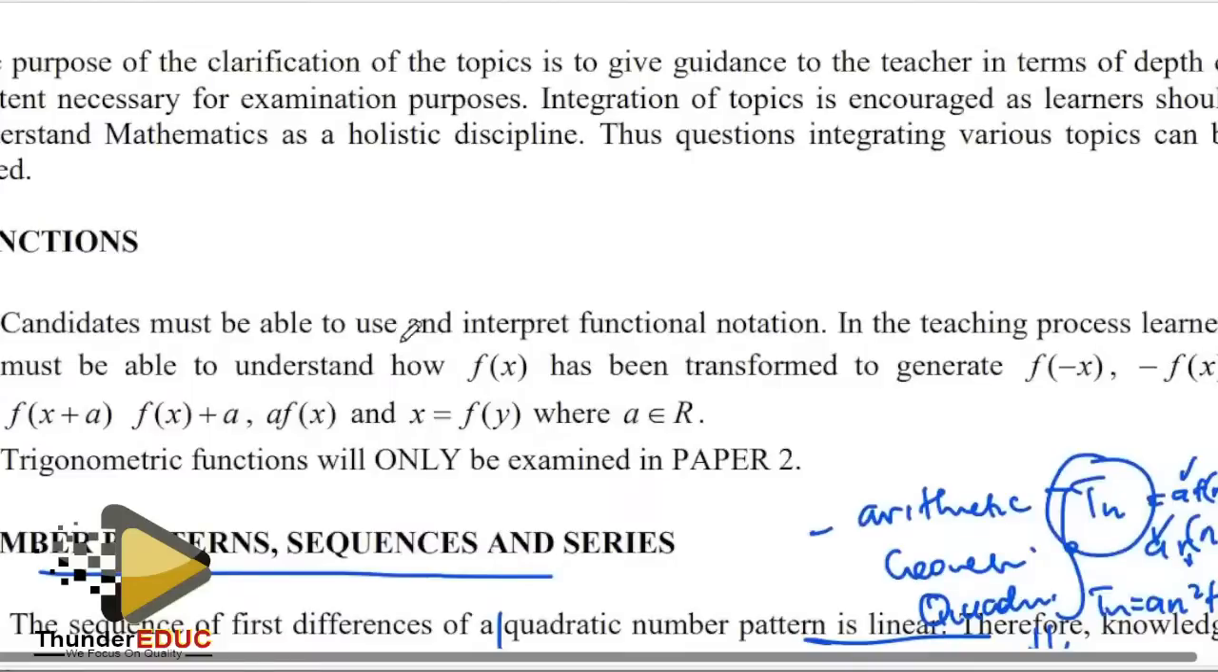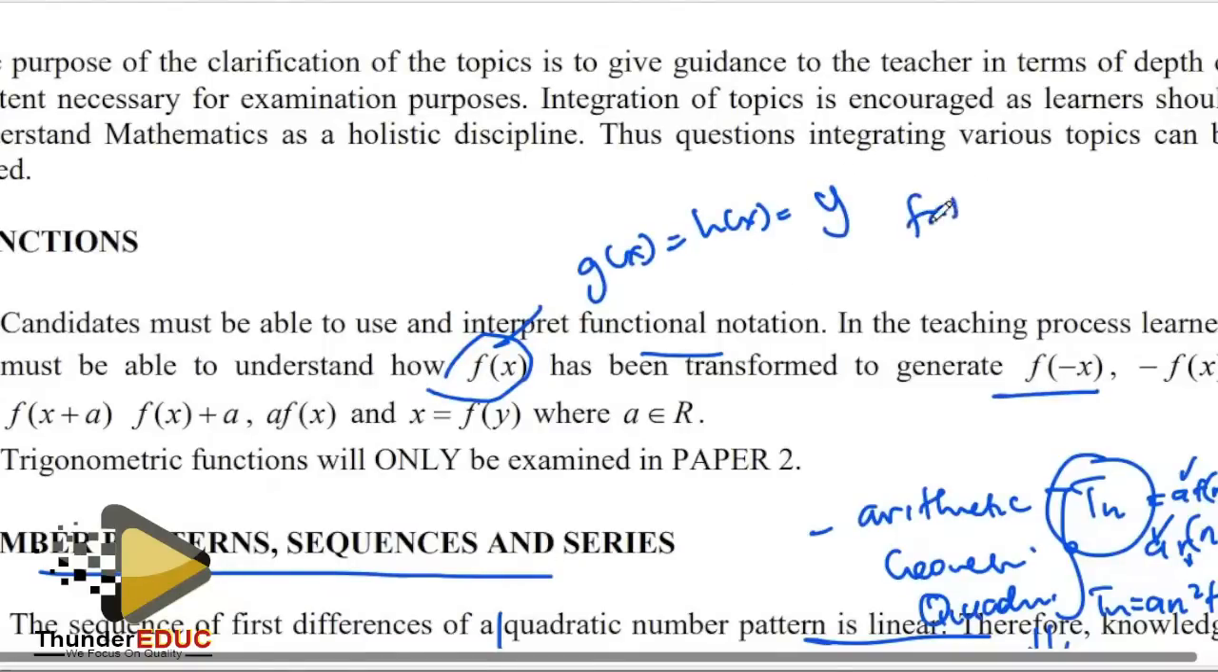We need to know, use and interpret the functional notation, okay? When teaching the process, people must know how f of x will be transformed. Remember we said f of x will be the same as g of x, the same as h of x, the same as y itself. So when you have f of x, but then it has turned out to be f of negative x, this is a reflection about the y-axis, okay? Then if it is in this format where it's negative f of x, it's a reflection about the x-axis.